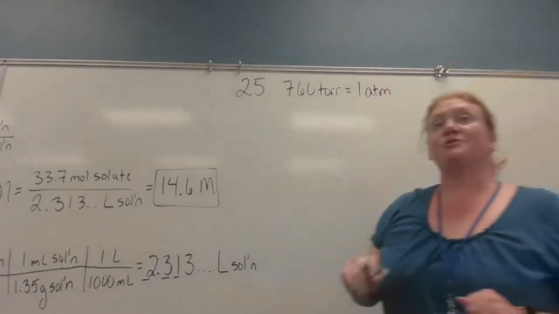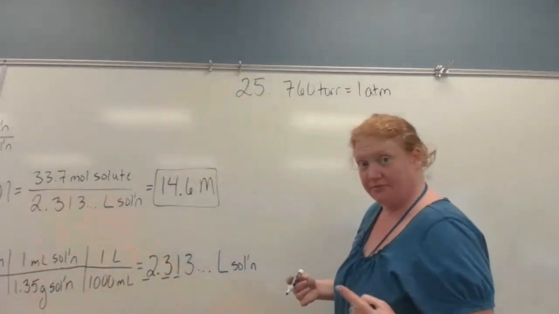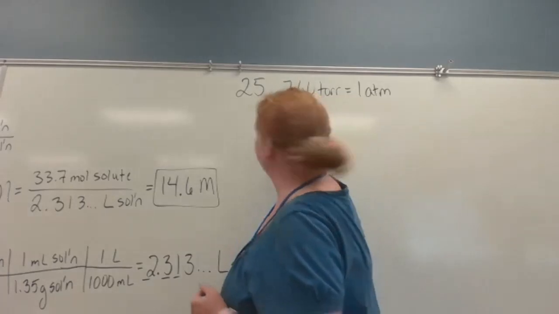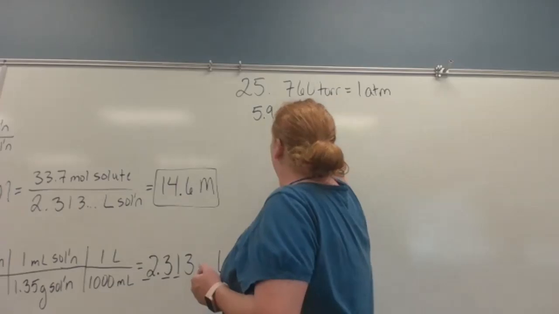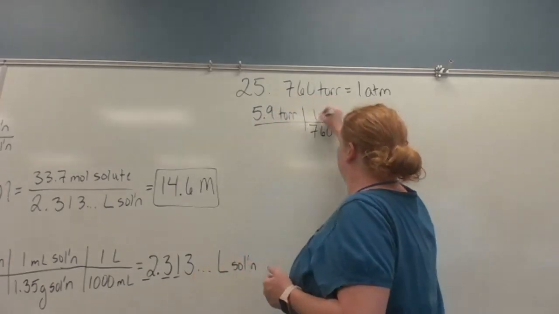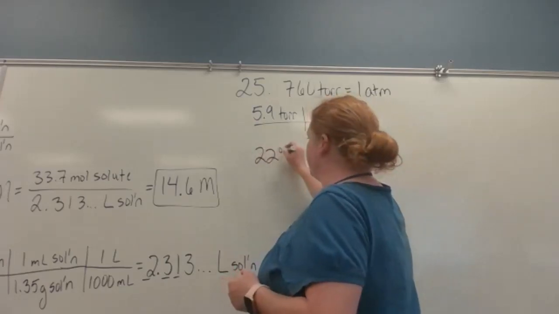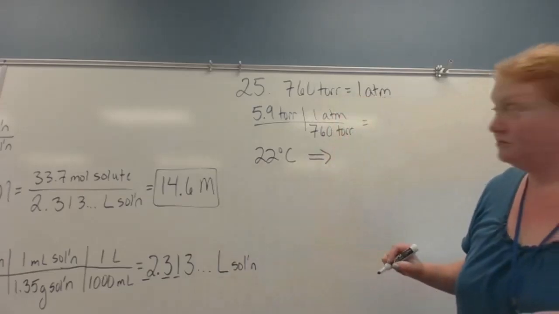1 atmosphere is equivalent to 760 torr units. 760, right? So if I have 5.9 torr, we're going to divide by 760 and get our atmospheres. And then I'm going to take my 22 degrees Celsius and convert that to Kelvin.